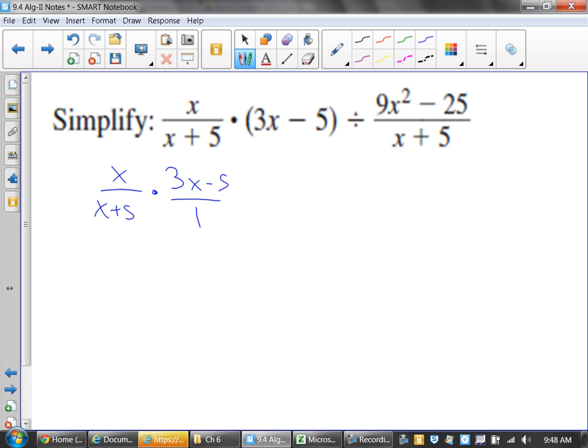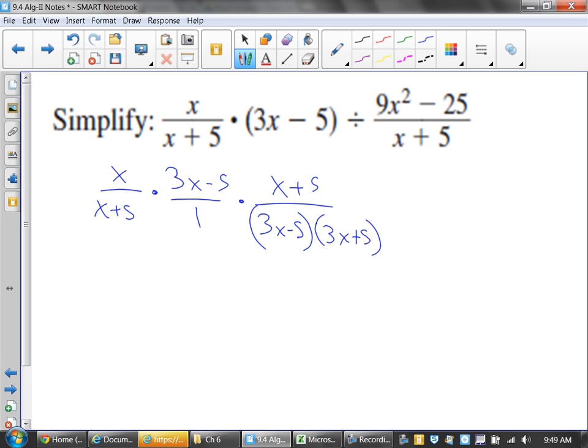Can I put that over 1 to keep everything in line? There's nothing with the 3x and the minus 5 that I can factor with. There's no GCFs. But then the last term, I get x plus 5 over what? Very good. Notice how that's a difference of squares? 9x squared is a perfect square, 25 is a perfect square, and it's a subtraction symbol. You get 3x minus 5 and 3x plus 5.